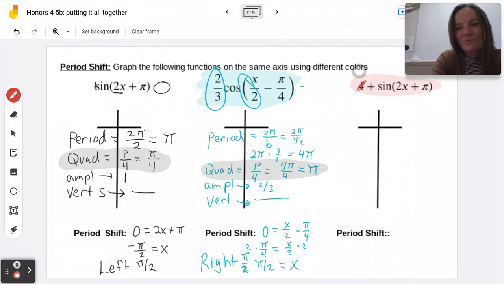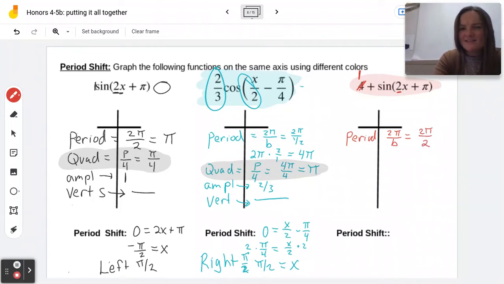Let's change this to 1, otherwise it's just not going to fit very well. All right, so what I want to establish first is the period. Remember that the period is always going to be 2 pi over b, and therefore we're going to have 2 pi over 2.